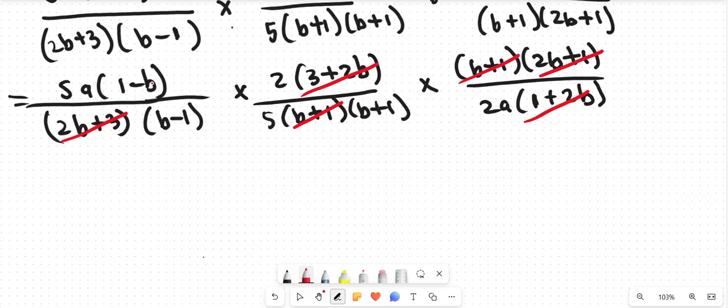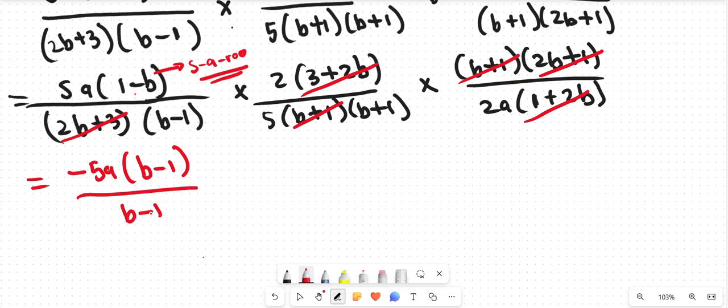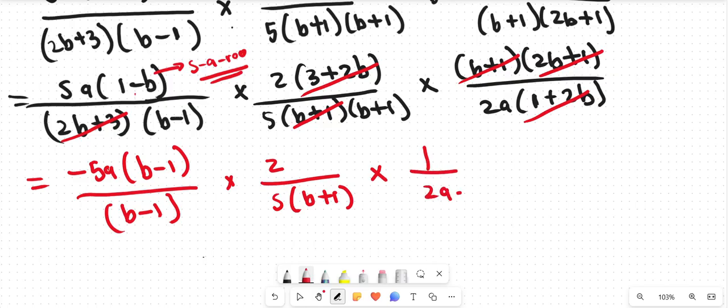Here, what we're going to do is apply switcheroo on this guy. And why? It's because we are trying to get this bracket to be a b minus a 1, because we have a b minus a 1 there at the bottom. Here in the second fraction, everything kind of cancelled. The only thing that is left is the 2 over 5 with the b plus 1. And in the last fraction, we're left with the 1 over a 2a.